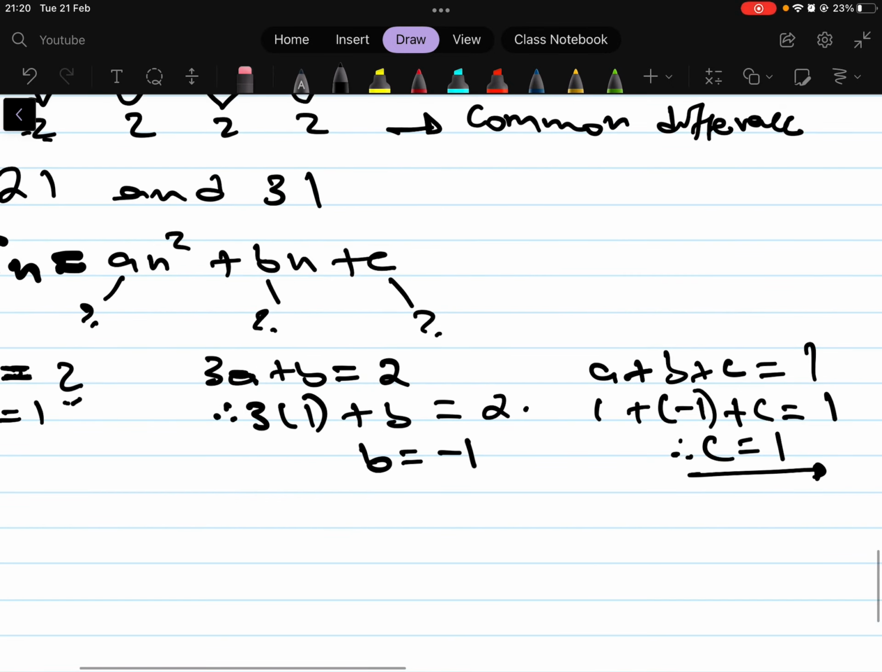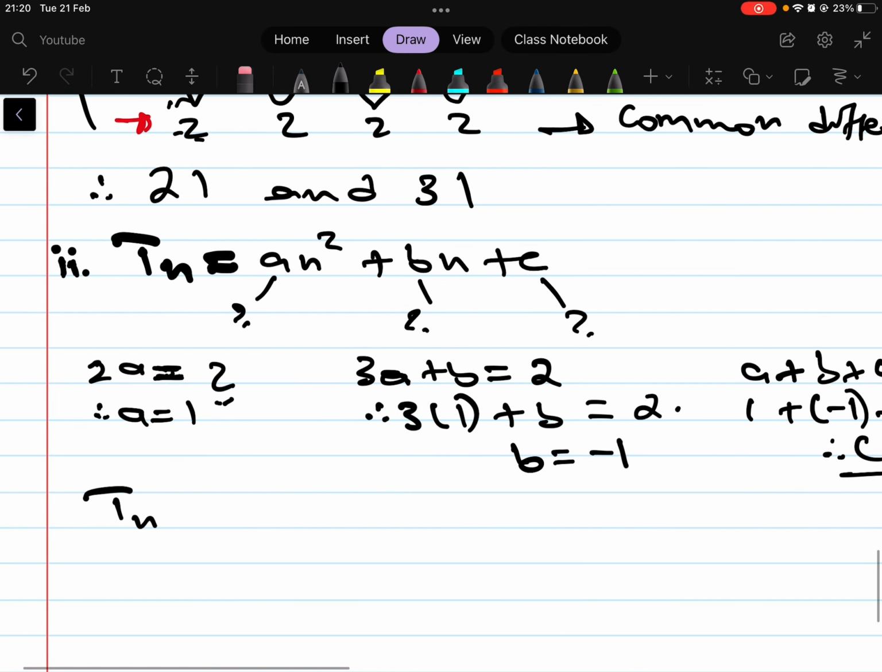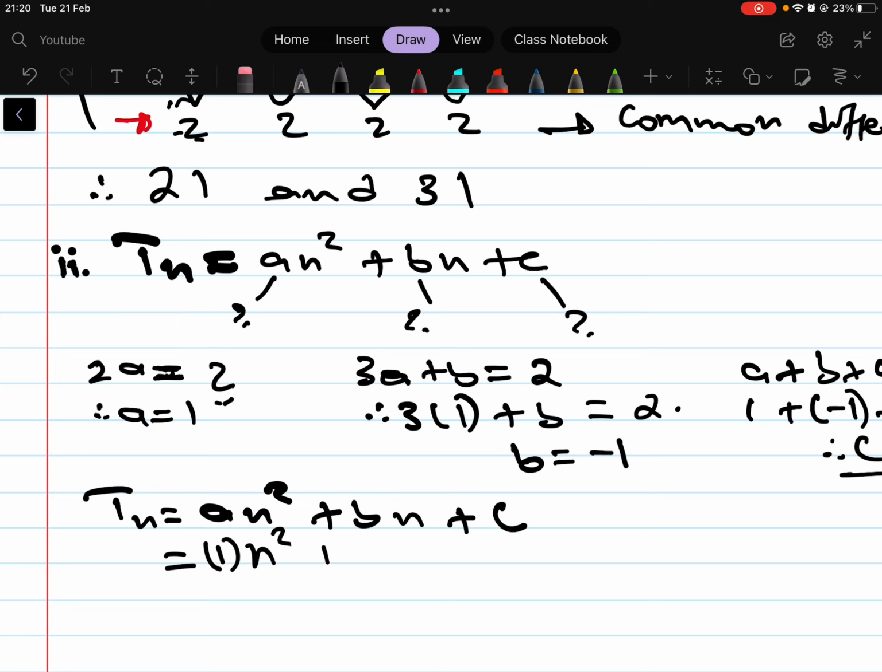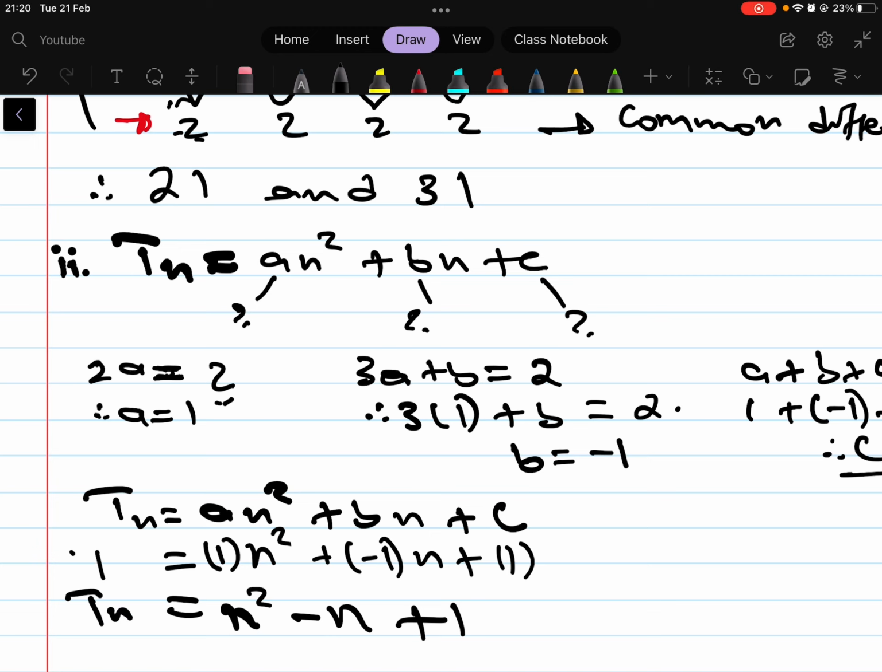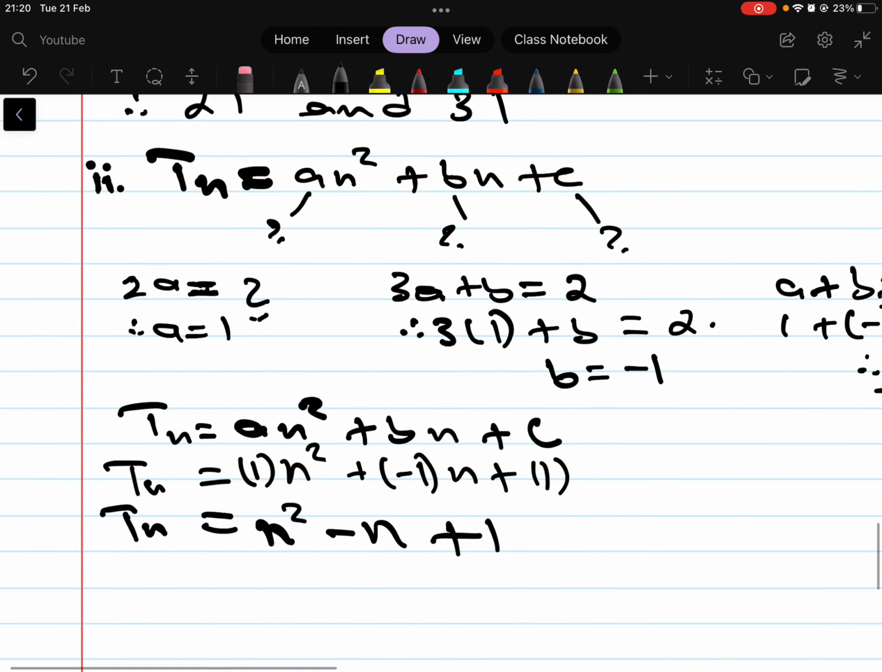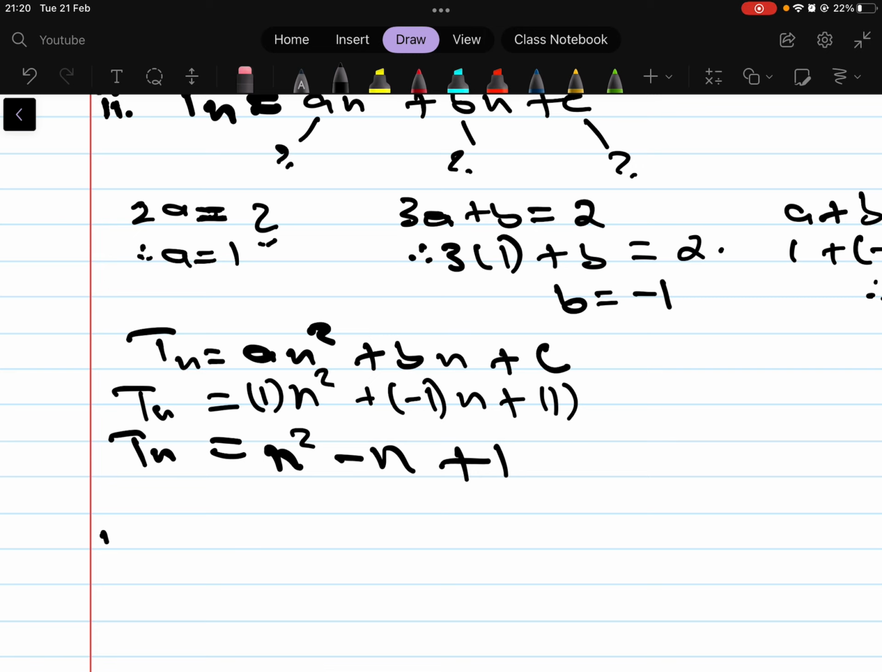Now we can write the general term, or the nth term. I would usually just rewrite this and then substitute. So let me rewrite it and substitute. Substituting, I have 1n squared plus -1n plus 1. So simplifying is just n squared minus n plus 1. That is your general term. Then you are done. And then we'll move on to the third part of the question.